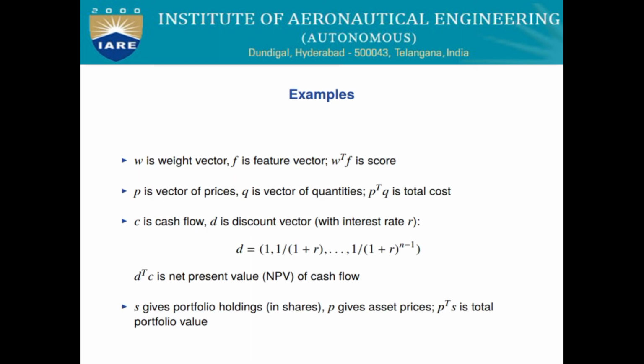We know all this. Examples: w is a weight vector, f is a feature vector, w transpose f is a score. p is a vector of prices, q is a vector of quantities, p transpose q is the total cost. That is all.